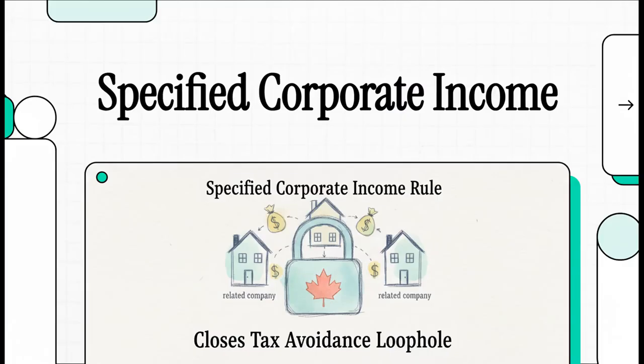So, welcome everyone. Our goal today is to really demystify what we call SCI, or specified corporate income. I know, it sounds a little intimidating, right? But trust me, by the time we're done with this explainer, you're going to have a super solid, practical framework for spotting this and handling it when you see it in your future careers.